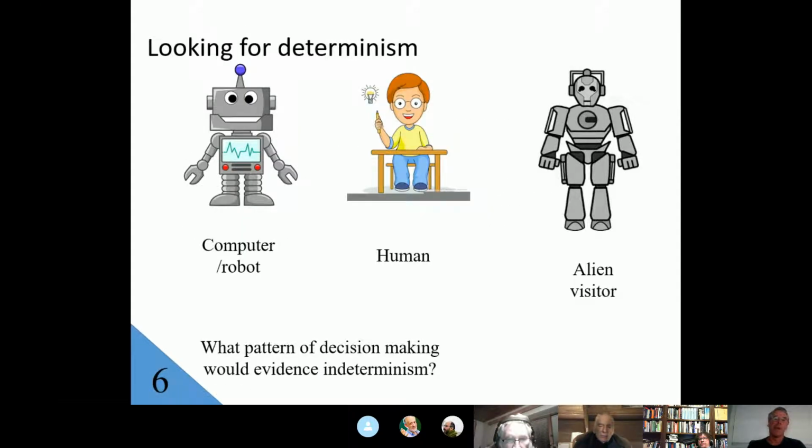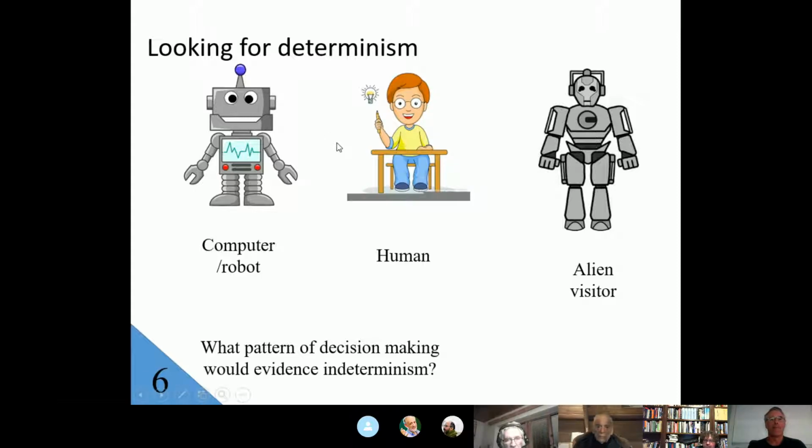So if you're looking for determinism or indeterminism, I present you with 3 different agents making decisions. What pattern of decision making would you look for as evidence of indeterminism? A lot of people would say that humans' decision making had free will and was indeterministic, and would have a prejudice that computers follow an algorithm, we know what they do, they don't have free will. And forget the words free will for now. How would you actually decide whether it's indeterministic or not?